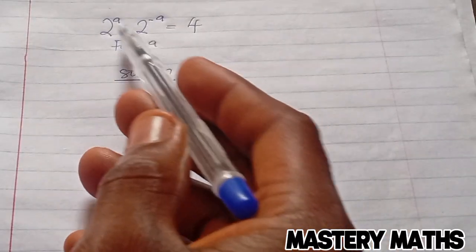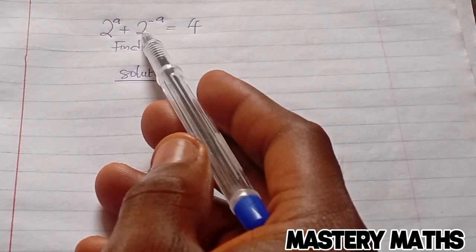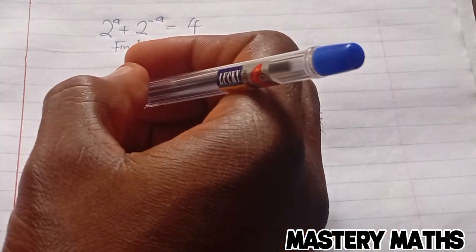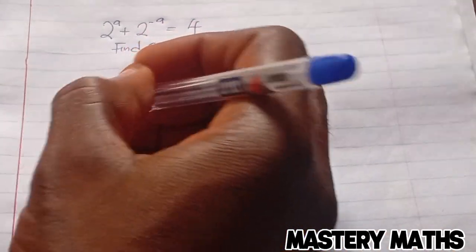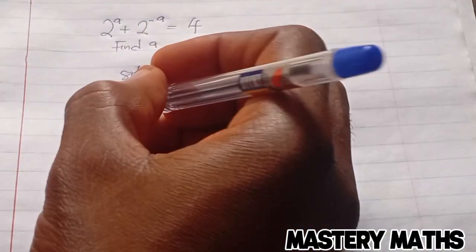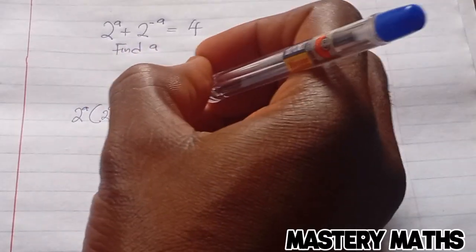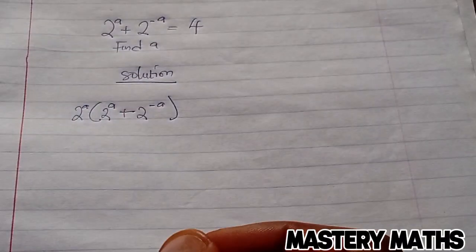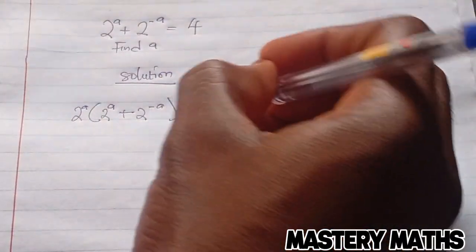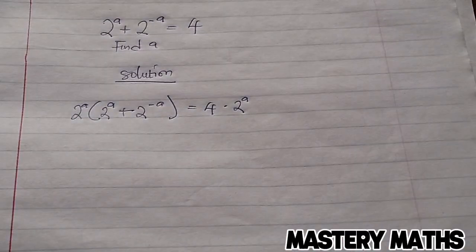So what should we do? We bring out 2 raised to the power of a. We're going to use this 2 raised to the power of a to multiply this and this. You open the brackets, you put your 2 raised to the power of a plus your 2 raised to the power of minus a. You close the brackets, equal to 4 times 2 raised to the power of a.